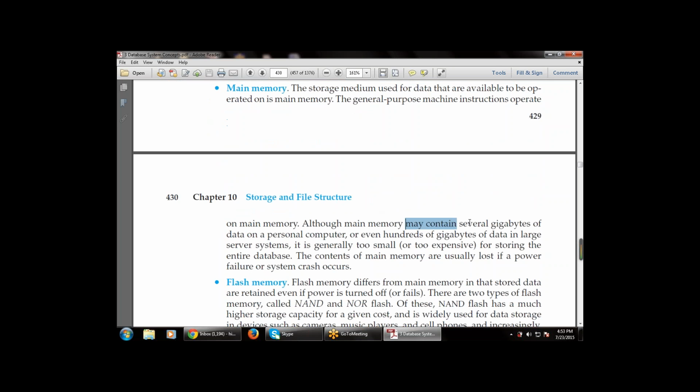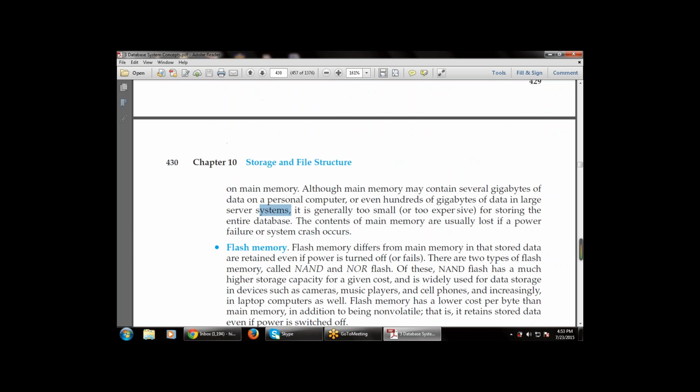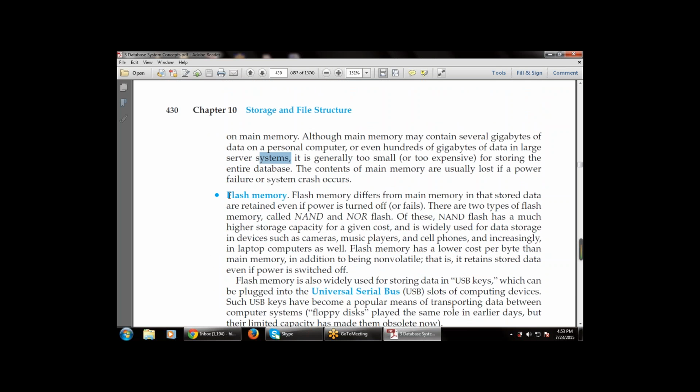Although main memory may contain several gigabytes of data on a personal computer, or even hundreds of gigabytes on a large server computer. So one is a cache memory, one is the main memory. Then there is a flash memory that differs from the main memory in that stored data are retained even if the power is turned off. So if the power is turned off, the data will still be retained, that is flash memory.